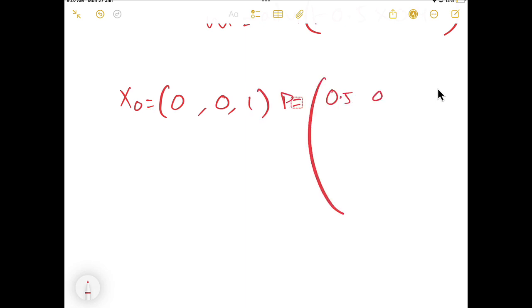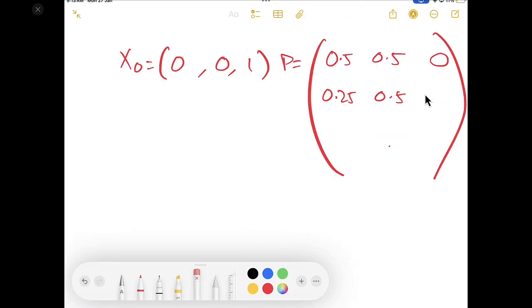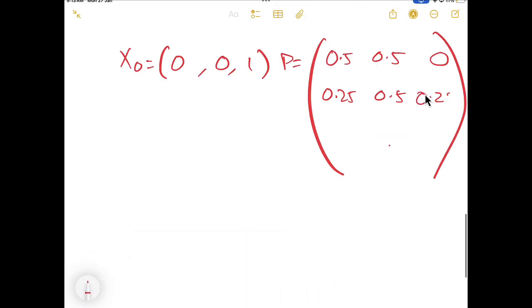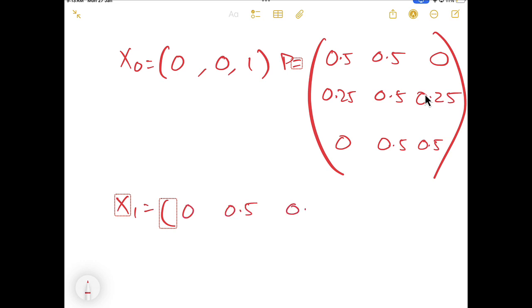Okay, so you have your x0 as 0 0 1, and you have your P as 0.5 0.5 0, 0.25 0.5 0.25, and finally 0 0.5 0.5. Now what will happen at the first transition? X1 will be equal to just the third row, so 0 0.5 0.5, right?